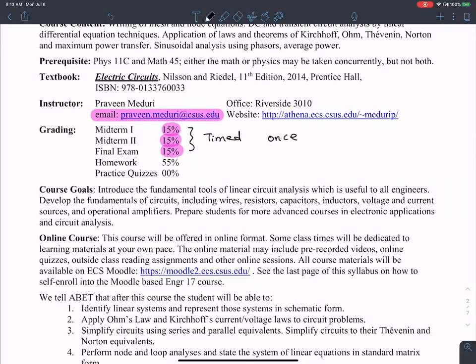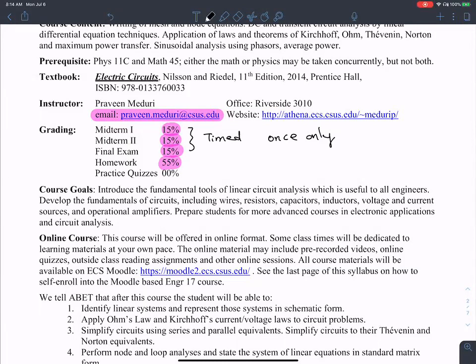you can take only once, as opposed to the homeworks, which you can take any number of times. There's no limit to the number of times you can take the homeworks. So it's really advised, there's no reason why you should not take the homeworks over and over again, okay? And aim for the full 100%, 55 points.